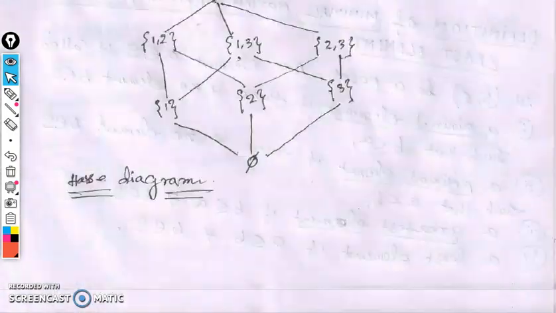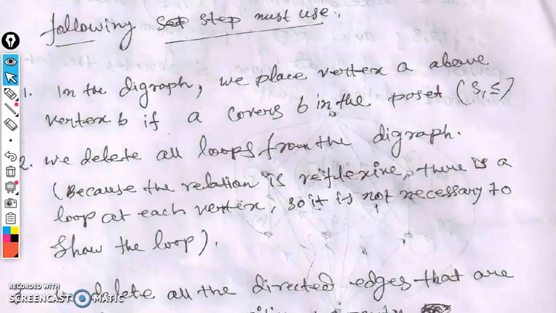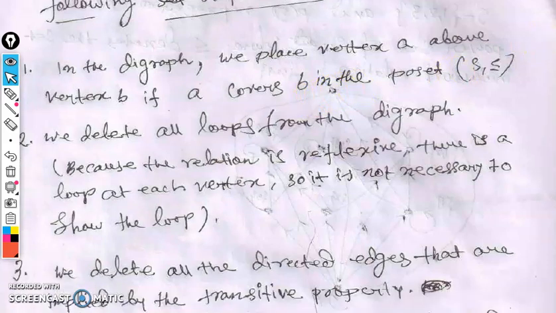Here we mention the procedure in the following steps. The first one: in a diagram we place vertex A above vertex B if A covers B in the poset. The second one is we delete all the loops from the diagram, because it's a poset, which means the relation is reflexive, so a loop at each vertex is already satisfied. So it is not necessary to show the loop, and you have to delete the loops from the arrow diagram.